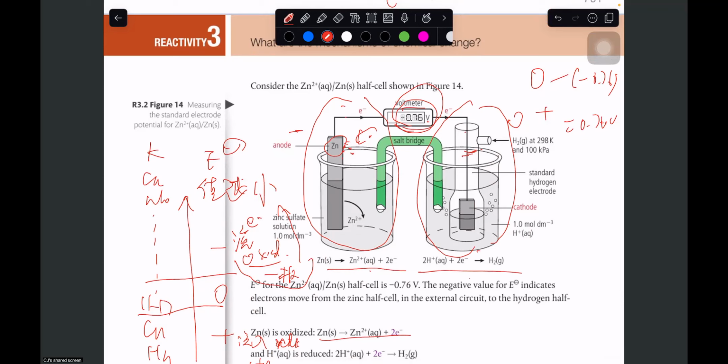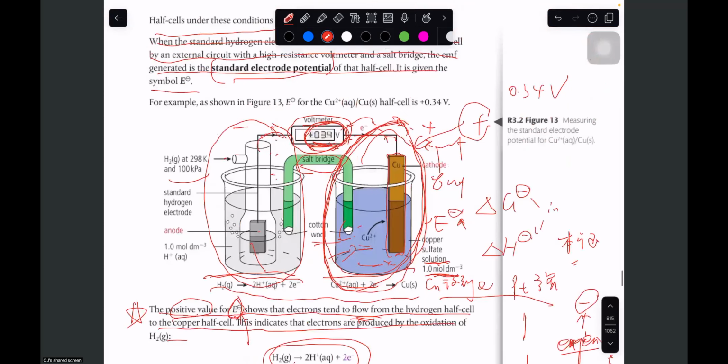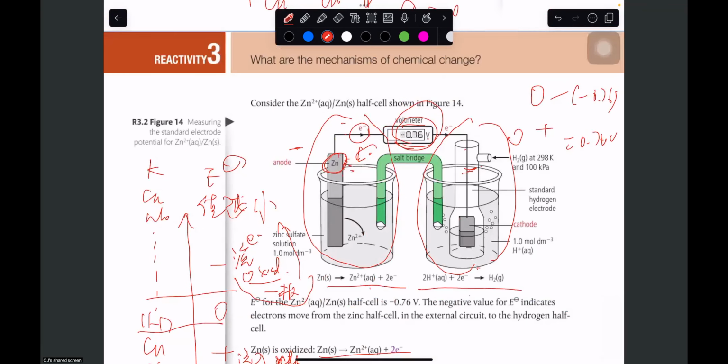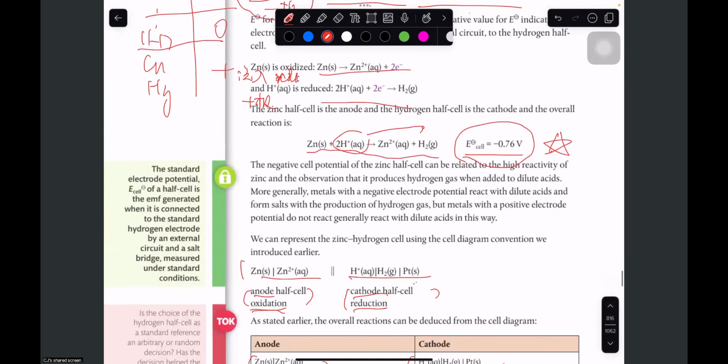minus 0.76. And we see that in this part, the zinc will lose electrons. In the previous example, we got the hydrogen to lose electrons and the copper to accept the electrons. So in this part, we can see that the zinc's voltage will be negative. And we set the cell's equation with its E cell. We need to pay attention to this minus sign here.